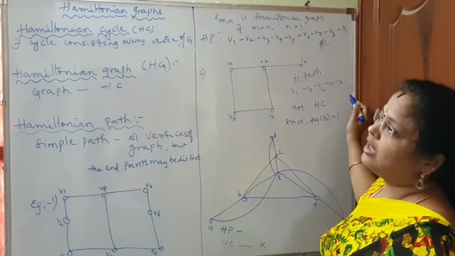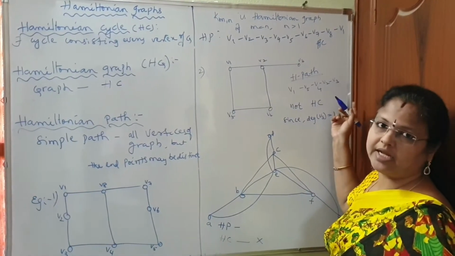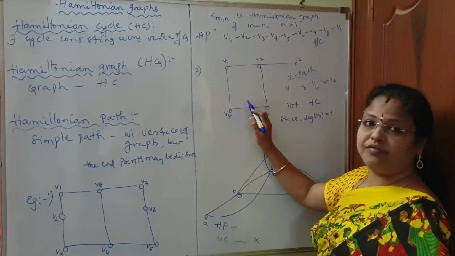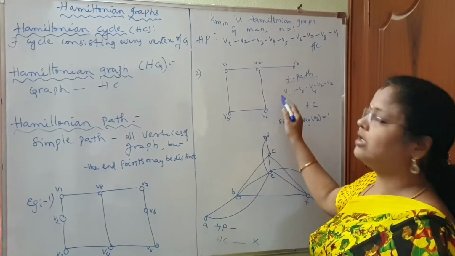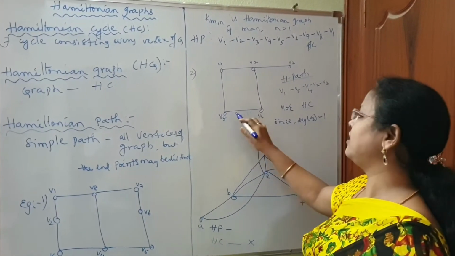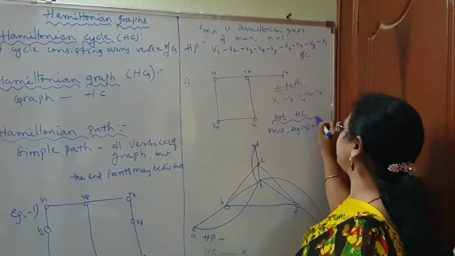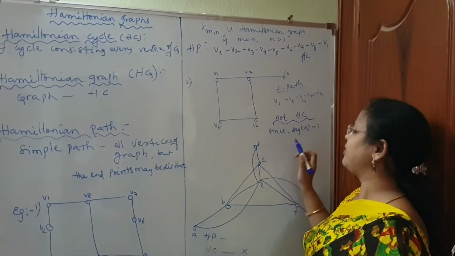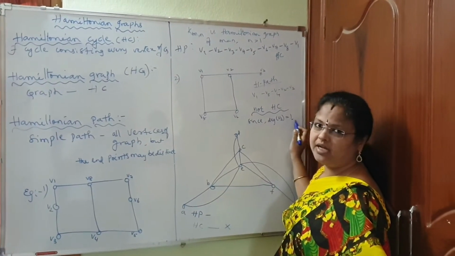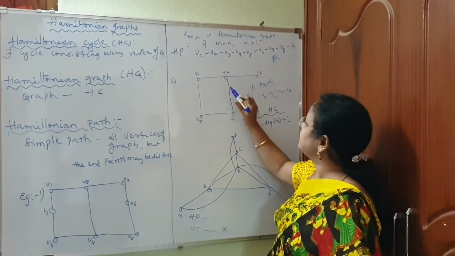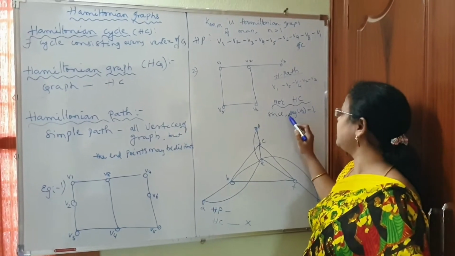Why? Because we are unable to write a cycle from this graph. If you write any cycle, we cannot have all the vertices in one cycle. Therefore, we cannot construct a cycle from this graph, so it is not a Hamiltonian cycle. In other words, simply you can say the degree of one vertex is 1. So, therefore, you cannot construct a cycle. This is an example of having a Hamiltonian path but not having a Hamiltonian cycle.